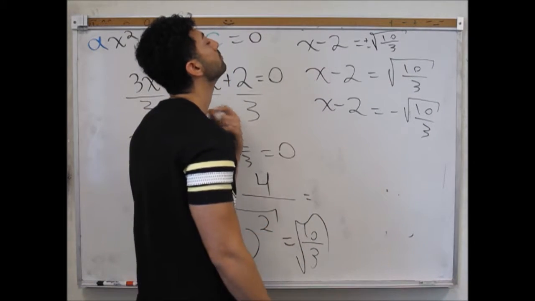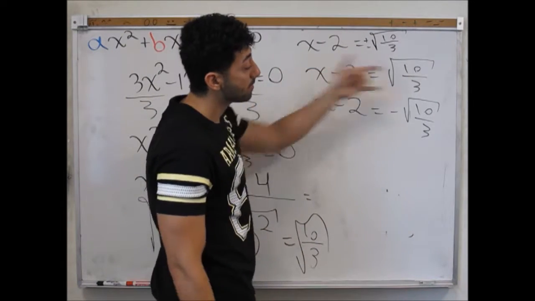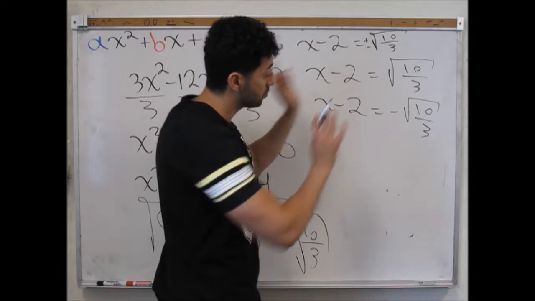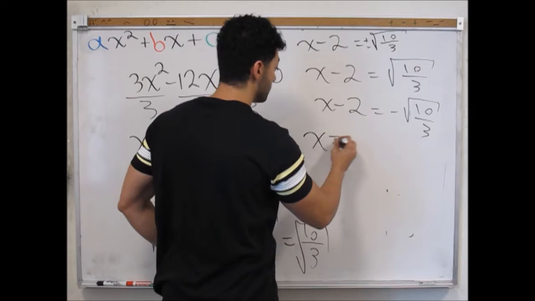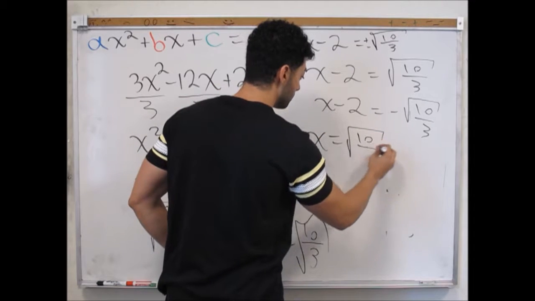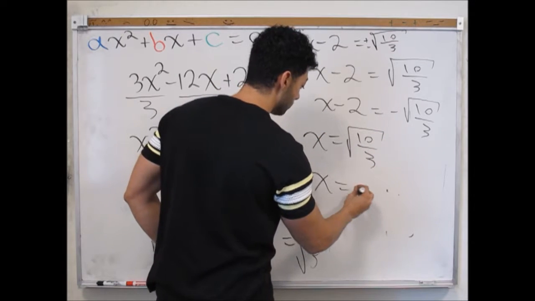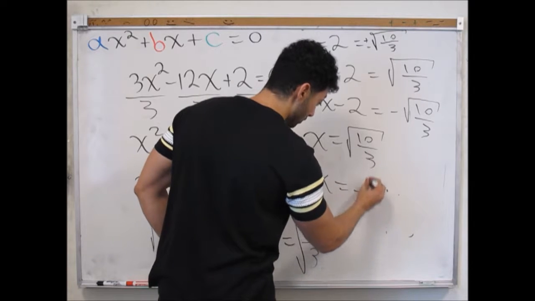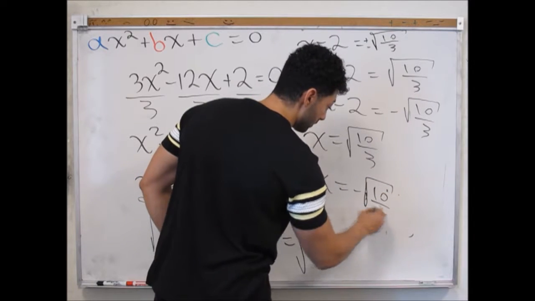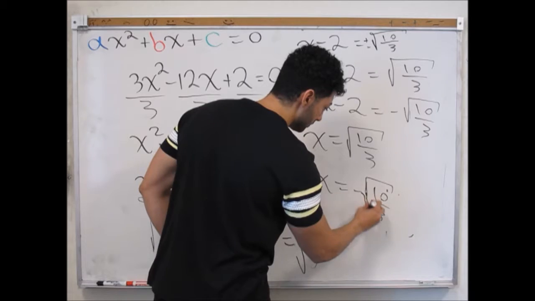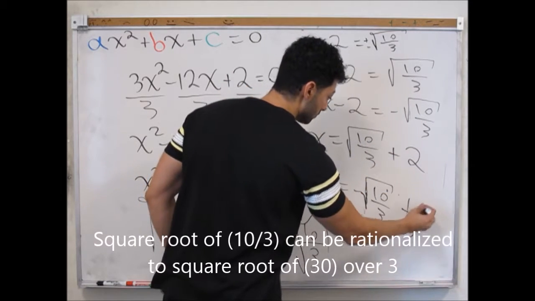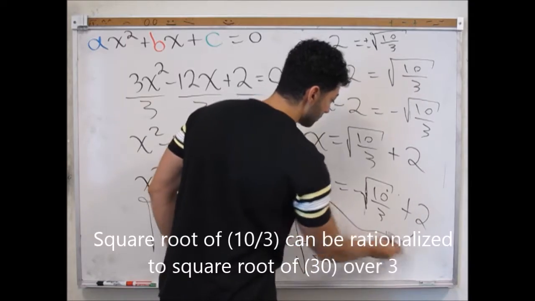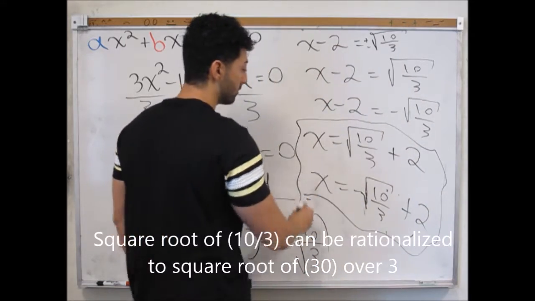My throat's killing me. So if we just add the 2 onto both sides for both of these, we get our solution. So we get x is equal to 2 plus the square root of 10/3, and x is equal to 2 minus the square root of 10/3. That's what I meant to say. Then we're just going to add the 2 over. Okay? So that is it for this one.